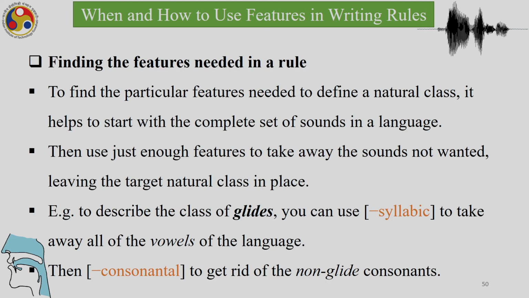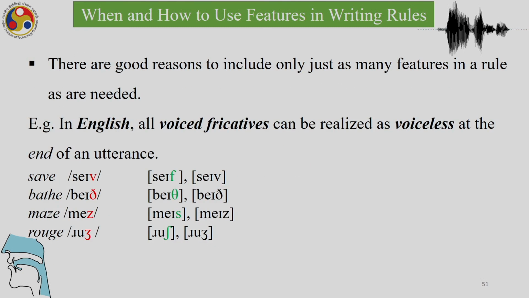So how do we find the features needed in a rule? To find the particular features needed to define a natural class, it helps to start with the complete set of sounds in a language. Then we use just enough features to take away the sounds not wanted, leaving the target natural class in place. To describe the class of glides, we can use minus syllabic to take away all the vowels of a language. Once we say minus syllabic, then vowels are not there in the natural class. Then minus consonantal gets rid of all the non-glide consonants. So there are good reasons to include only as many features as are needed.